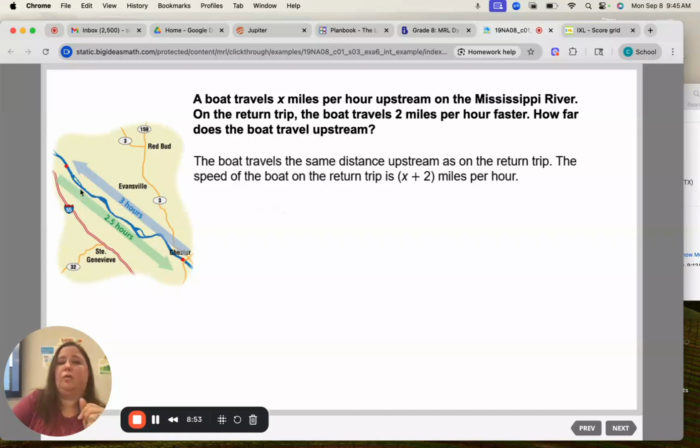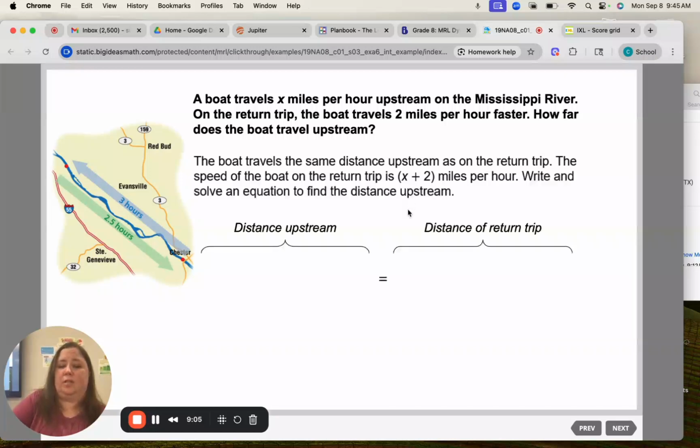So now we're going to write and solve an equation. Here we go. Upstream, how long did it take us? 3 hours. Oh, we're putting it in words first. I apologize. So upstream times the number of hours equals, oh yeah, there it is below. So 3 times how far we went, correct? So 3 times x, or x times 3, however you want to write it.